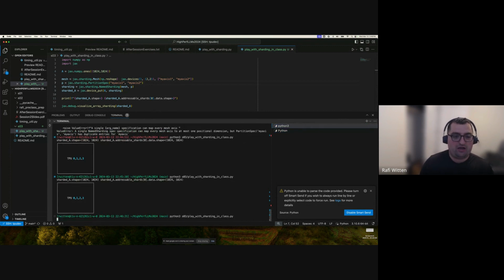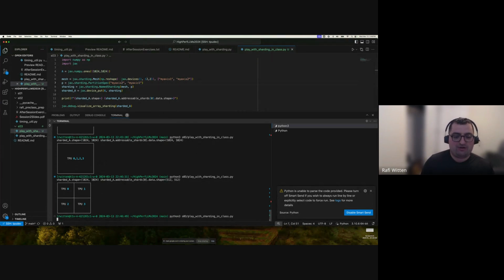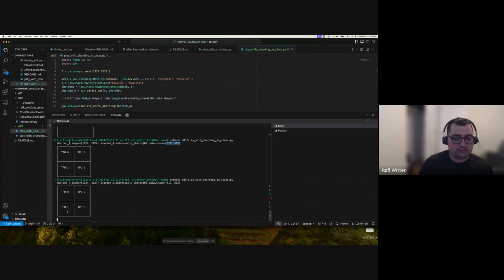And we should see now the data should be fully sharded. But now it's sharded spatially. So now it's represented as a 2 by 2. Alternatively, now in this 2 by 2 case, we can do this. And now each shard will still get that same 512 by 512 chunk, but they get different 512 by 512 chunks.